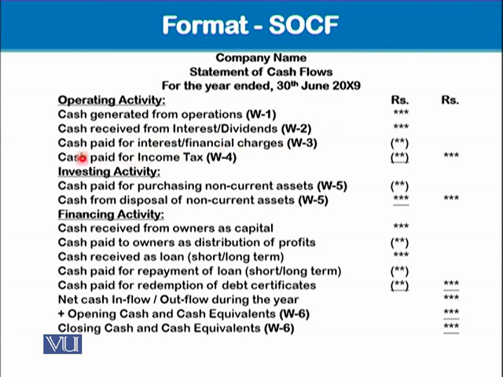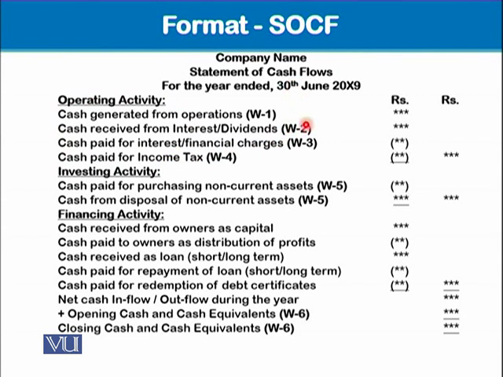Then comes cash paid for interest, meaning the financial charges. We will place it over here. By the way, over here we also place dividend paid, which is not a part of the income statement, but we will discuss in a later module why we put dividend paid here. And then comes cash paid for income tax. Altogether these four items, cash generated from operation, cash received from interest or dividends, cash paid for interest or financial charges, and cash paid for income tax, are part of operating activity in this format.